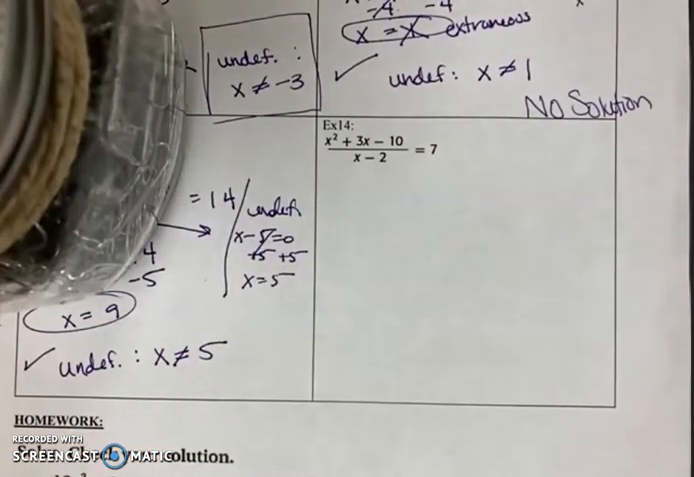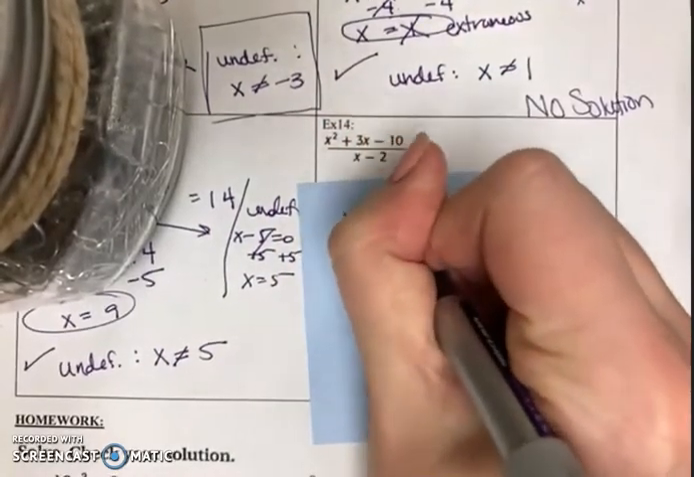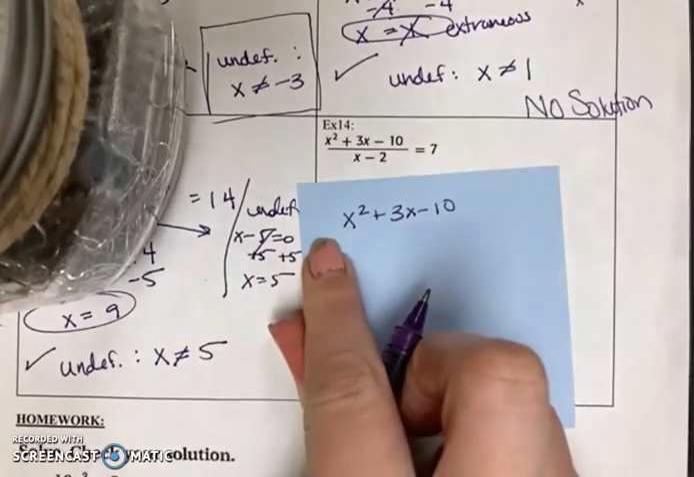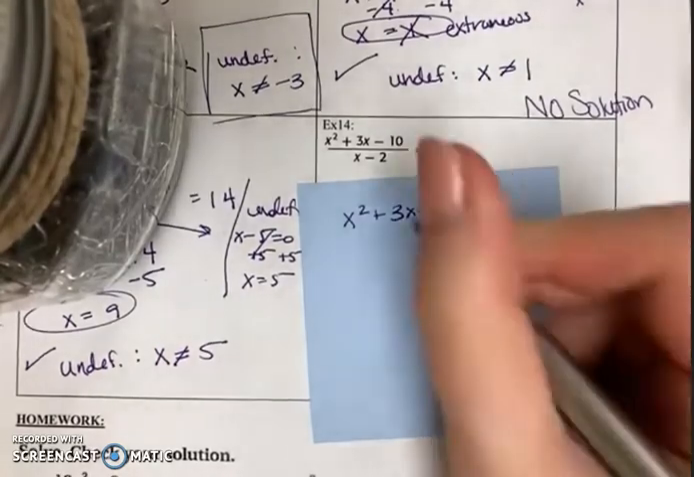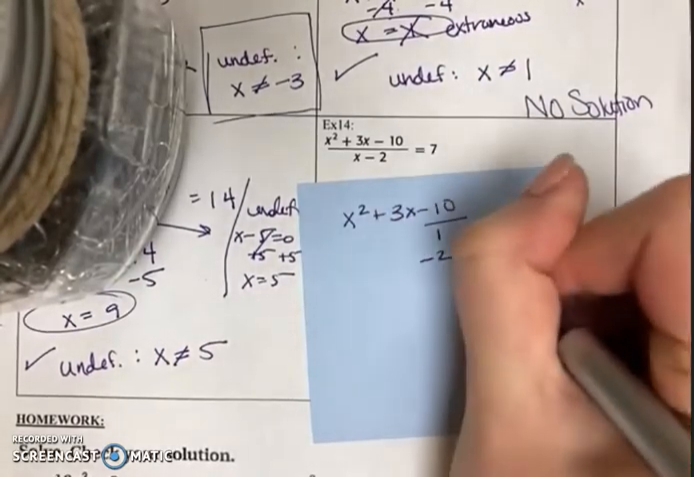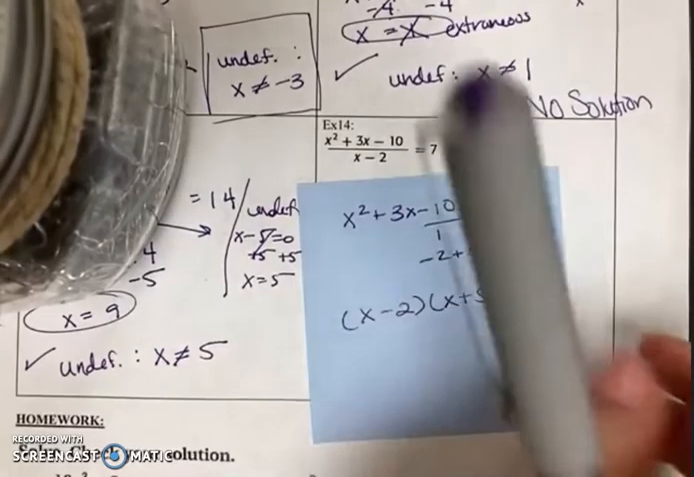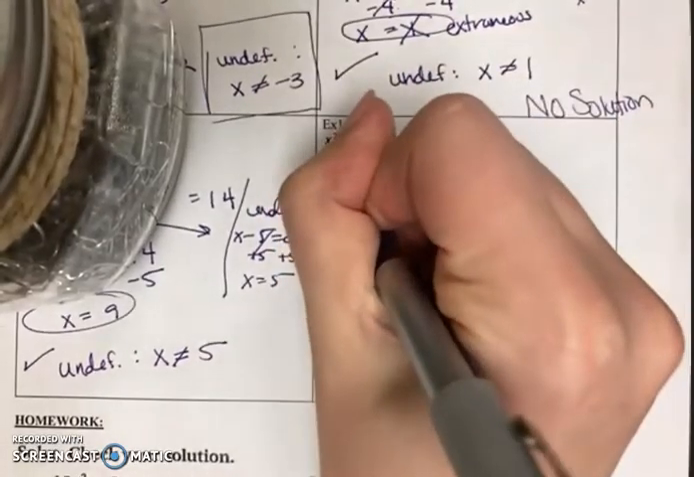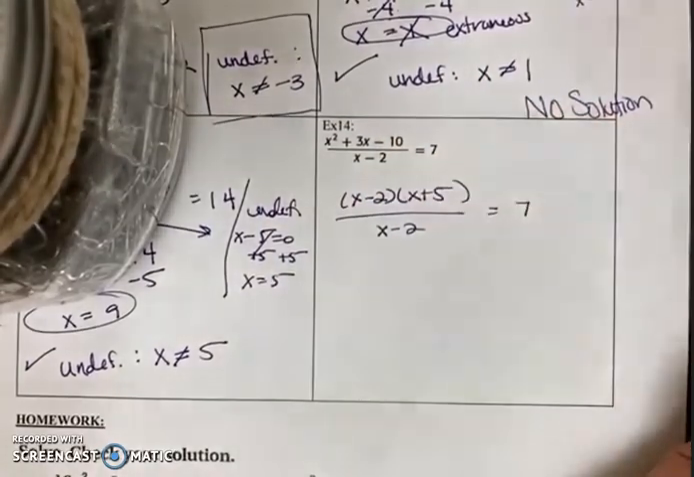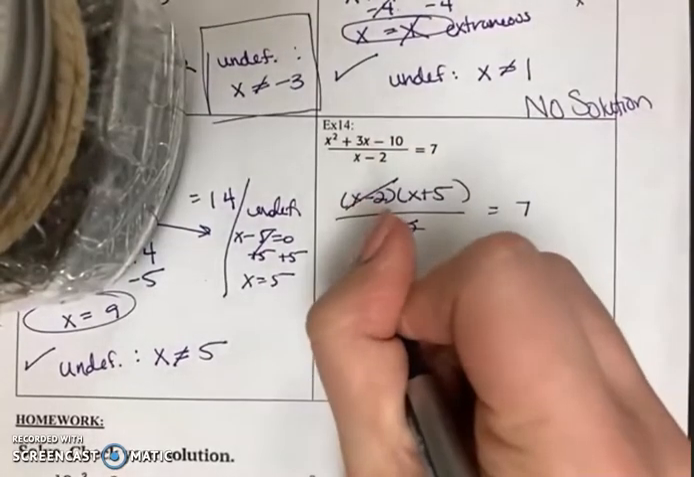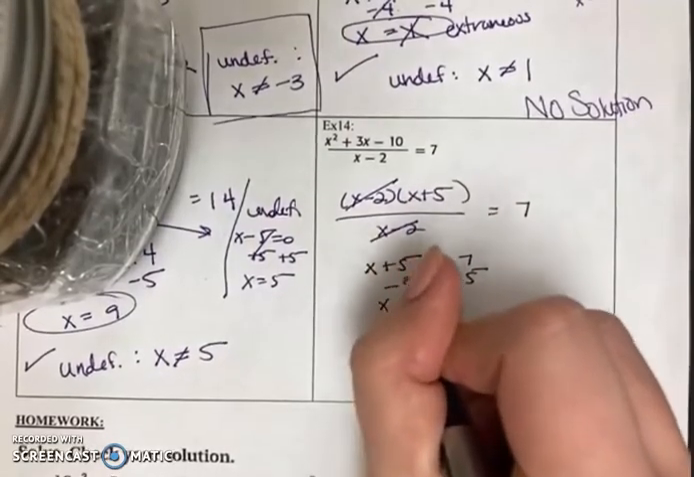When you are trying example 14, only the numerator was factorable. The denominator was not factorable. It was a trinomial where a is 1. So that means I can just do guess and check. The factors are 1 and 10, 2 and 5. I need to use different signs to get a positive 3. So that means it's x minus 2, x plus 5. And it was equal to 7. X minus 2 is a common factor, so I just have x plus 5 equals 7. Subtract 5 from each side, I get x equals 2.